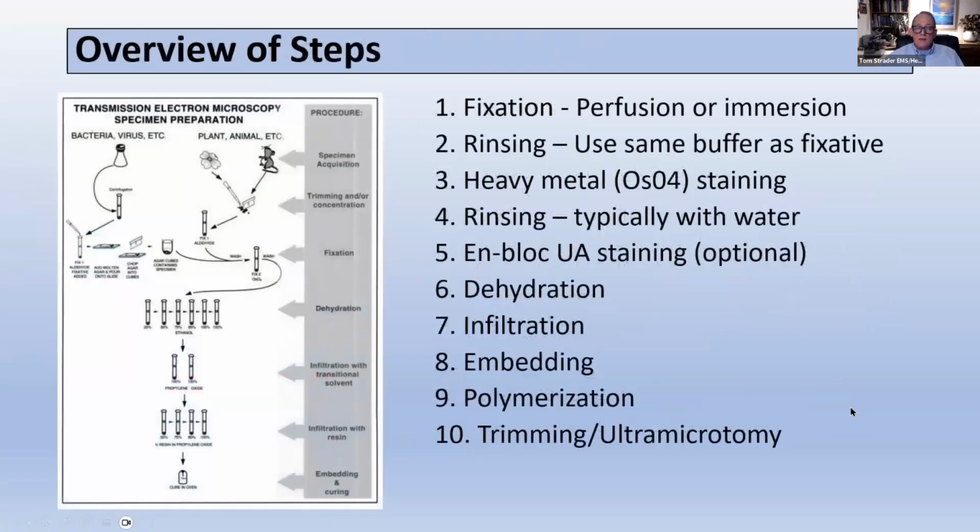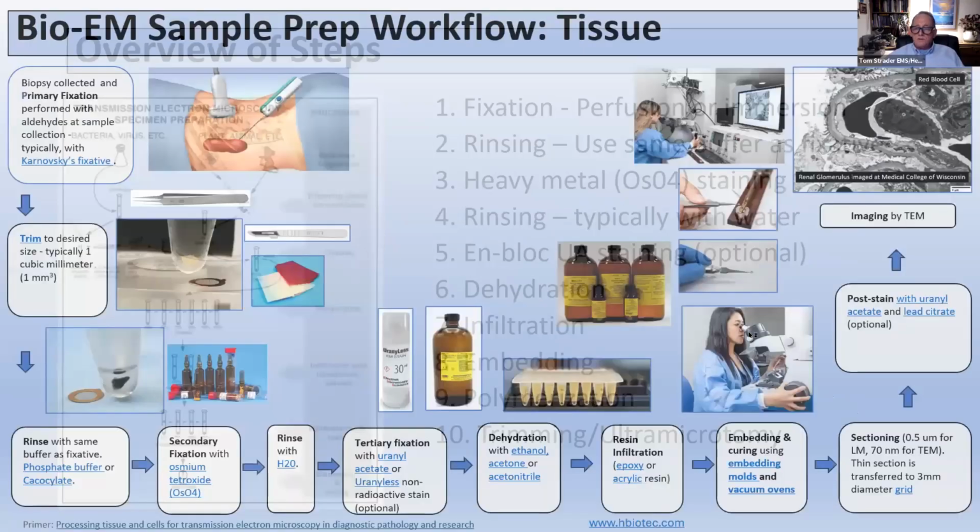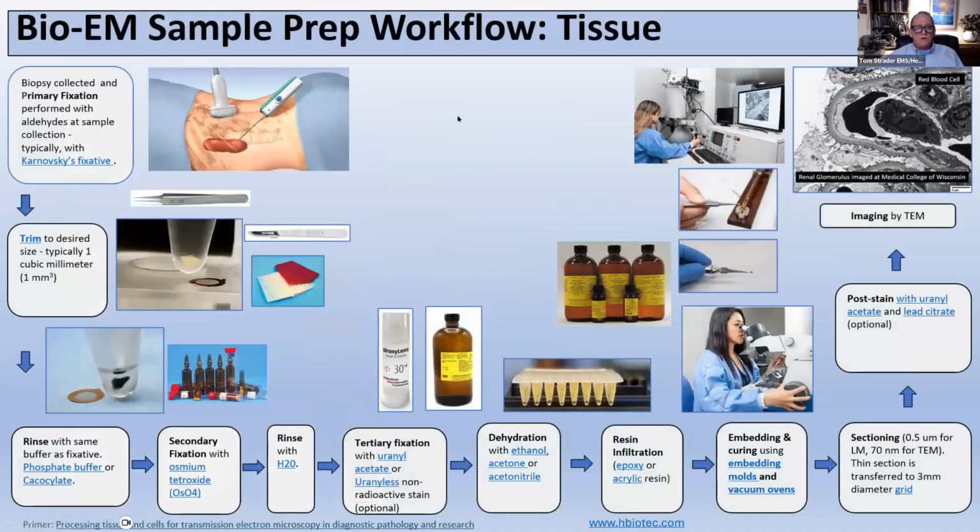Just a quick overview of the steps: fixation, rinsing, staining, rinsing. You can read. And what does the workflow look like? And so if you're doing tissue, this example is a biopsy, which an 18 gauge biopsy is right about 1 millimeter. If you've got 8 or 10 long, gross that into 8 or 10 sections and put it into your container. And then you do your fixation, rinse, UA in block if you want to.